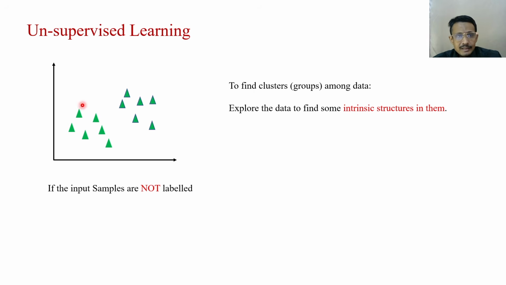So you can see some grouping can be done. A natural grouping is possible, but just by seeing the data, nothing is given. This is the intrinsic structure of the data. By observing this, we can group it. We don't know what the groups are, but we can group them.